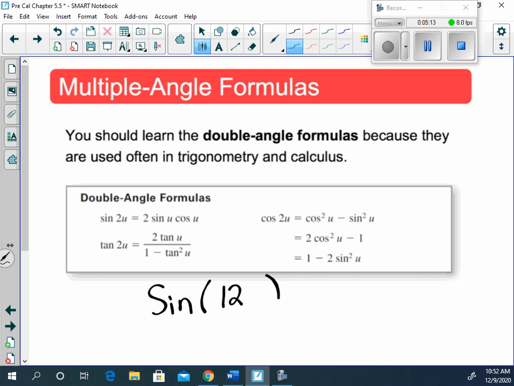Because if it was like sine of 120, well, I can just use a unit circle to find it. But if we didn't have 120 on the unit circle, we didn't have it at our availability, but we had 60, well, this is the same as 2 times sine of 60 times cosine of 60 would give me sine of 120. And that's why these are helpful.